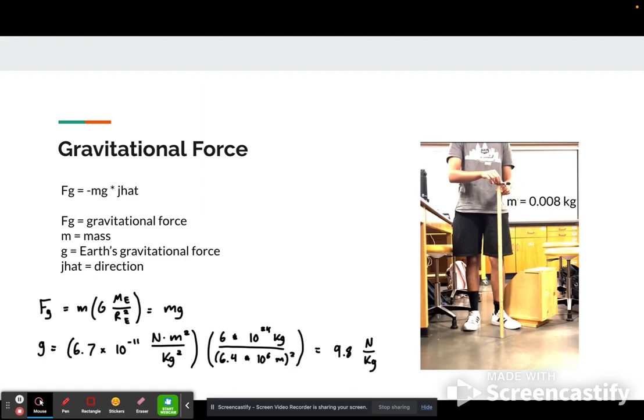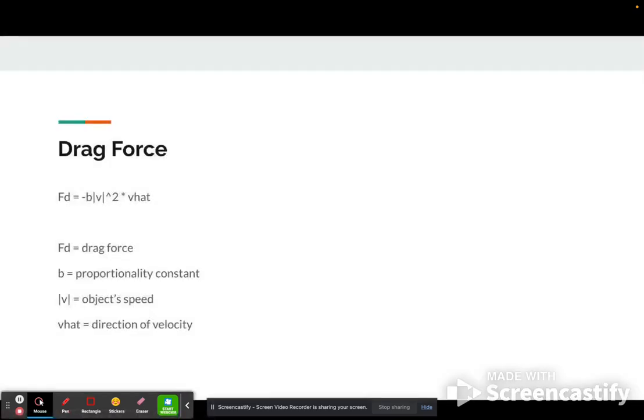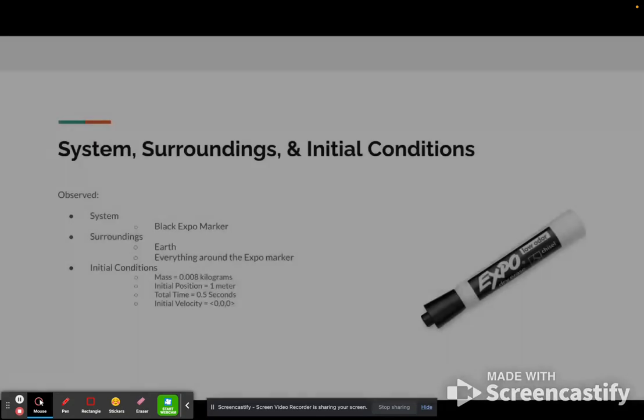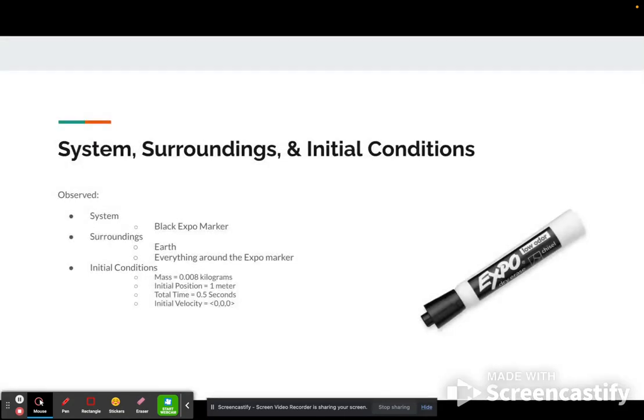On the bottom, I did a simple derivation of the gravity force on Earth, which ends up being 9.8 newtons per kilogram. Then, drag force: we know the force of drag is equal to the proportionality constant of drag times the absolute value of velocity, which is also speed squared, times v hat, the direction of velocity. We also know that net force is equal to the force of gravity plus the force of drag.